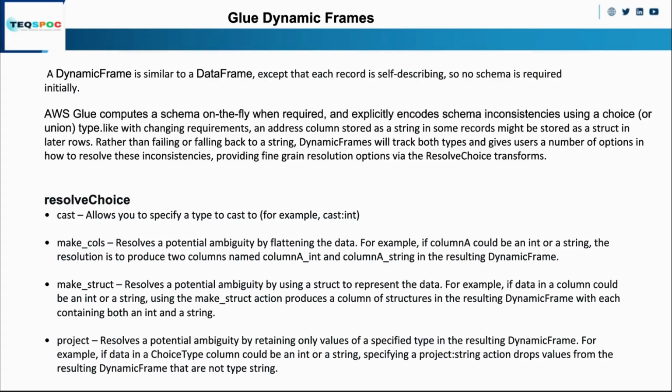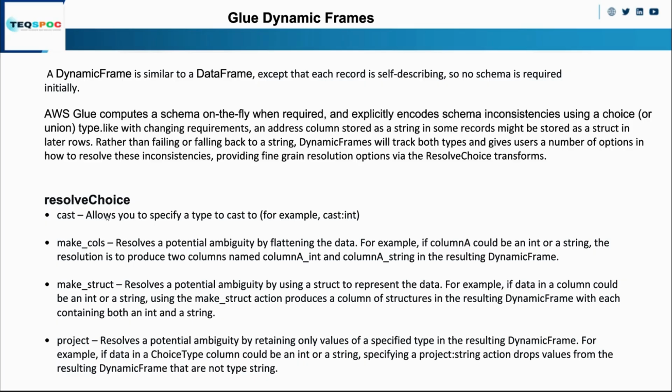But if I try to read the same data or convert the same data frame using the Glue dynamic frame, in that case, there is some option that it can handle automatically. It will give you an option whether to cast it or whether to create separate columns for different row values for different kinds of data types. There is one method called resolve choice, which allows you to manipulate the column or the data in the way you want. Okay, so it has some options.